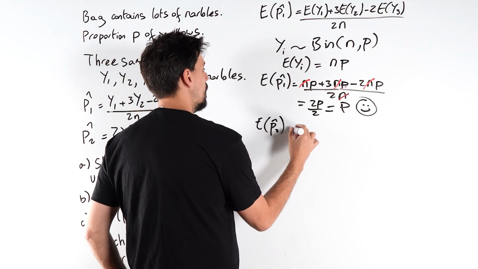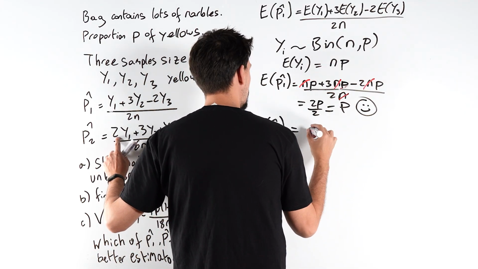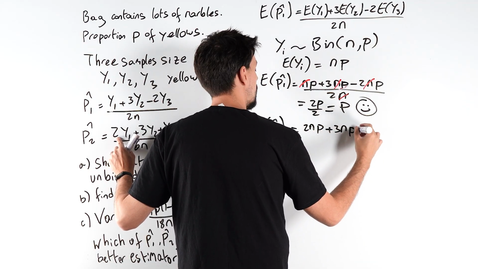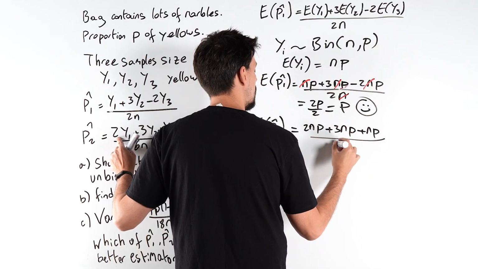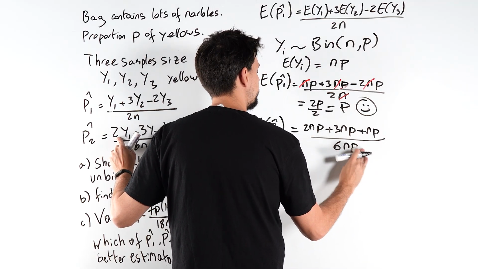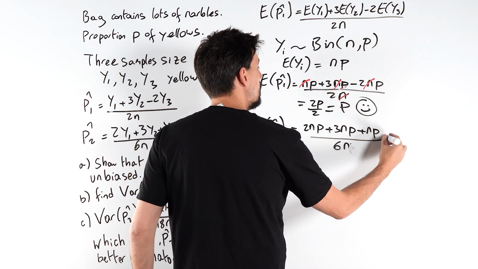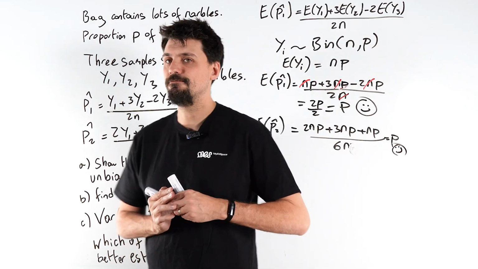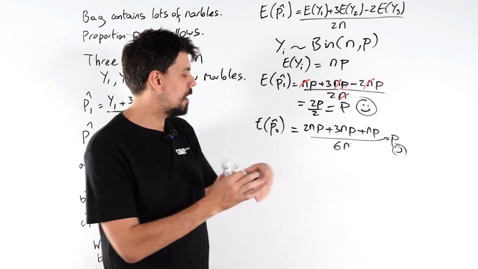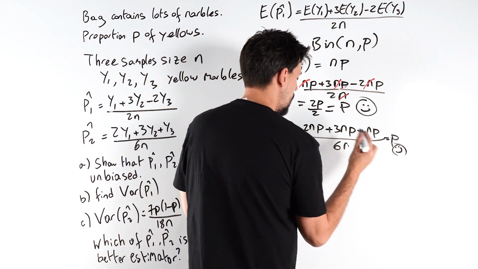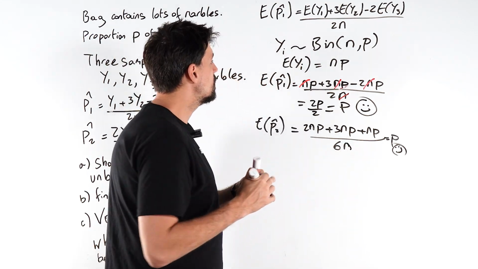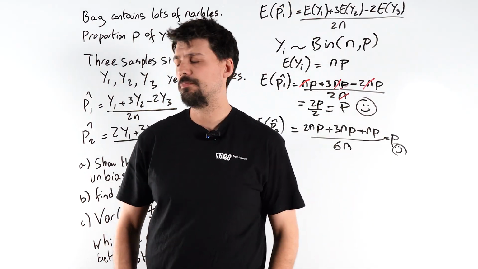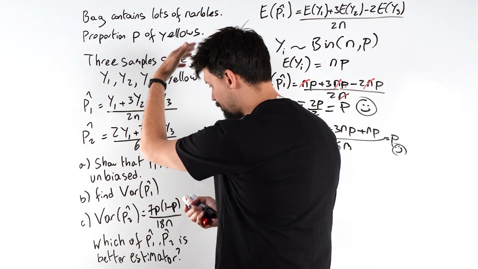Well, using the same idea, that will be 2np plus 3np plus np over 6n, which does in fact give me P. So it is also an unbiased estimator. Unbiased. Cool. Which one do I use? Because obviously it's important to know which one is best.